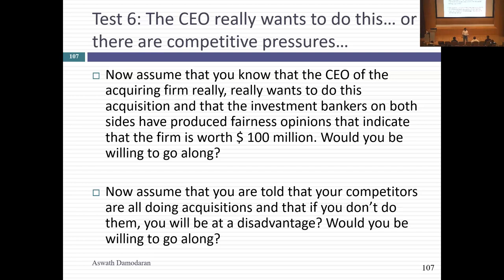What I'm trying to say is most deals originate at the top and percolate down, which means that the CEO really wants to get the deal done. I'm just going to go over your head and the deal's going to get done. And the other argument I can make is there are other companies in this business who are doing deals. And if you don't do deals, they're called defensive deals. Everybody else is doing a deal. If you don't do a deal, you're going to fall behind.